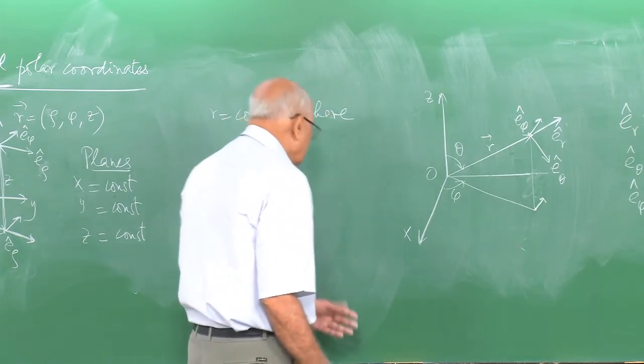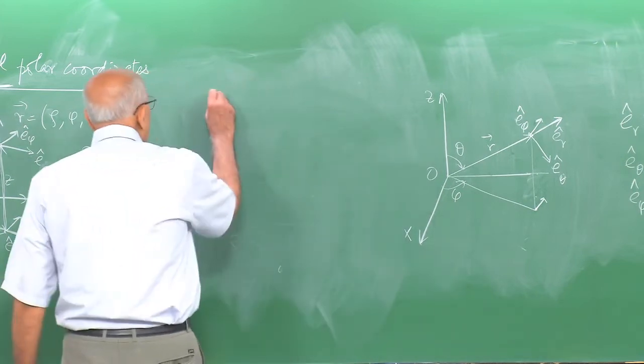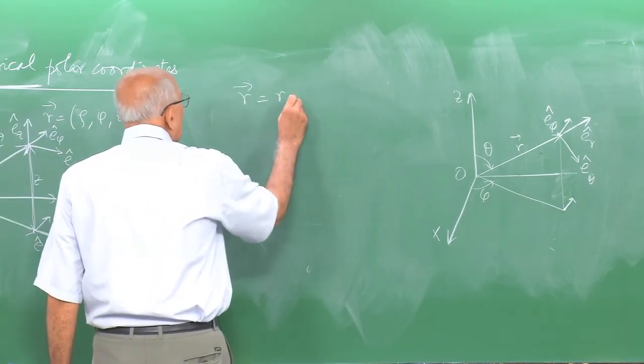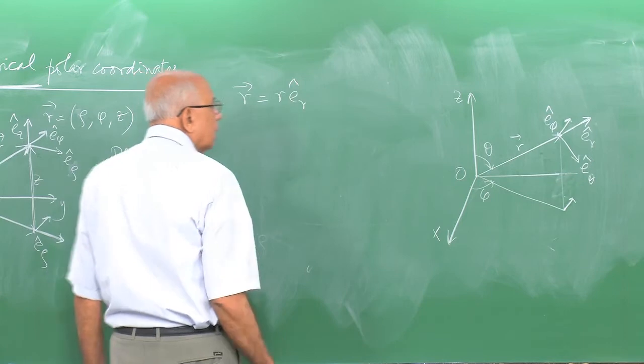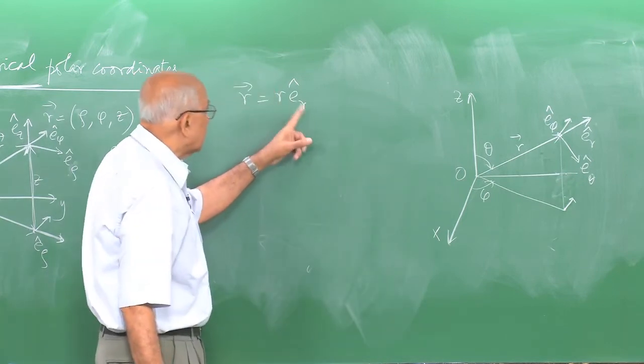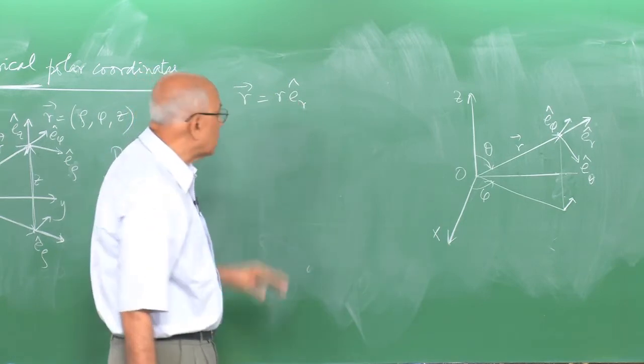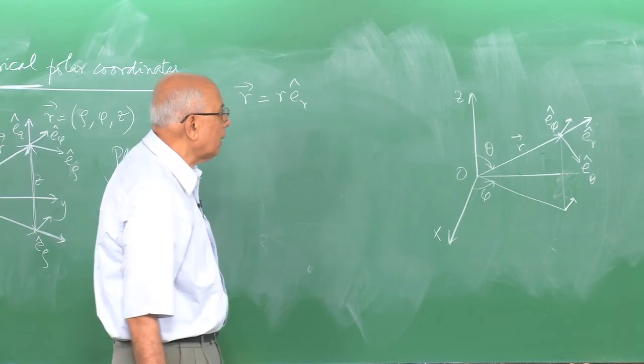And what about R vector itself? Well, we know by definition that R is equal to R times ER. Nothing else, that's it. But this is position dependent. This unit vector is position dependent, so its derivatives are going to be fairly complicated.